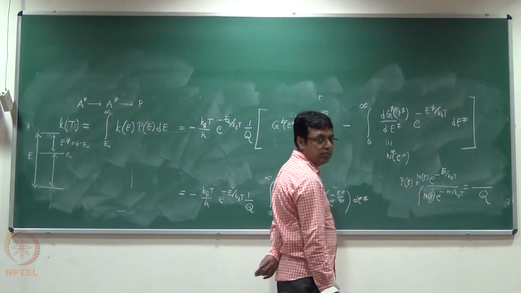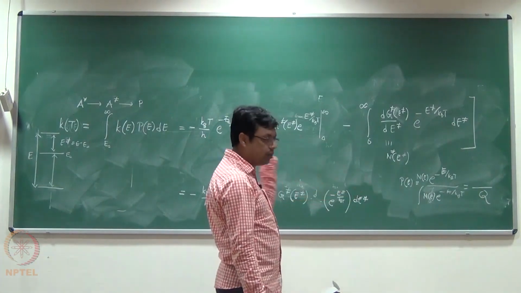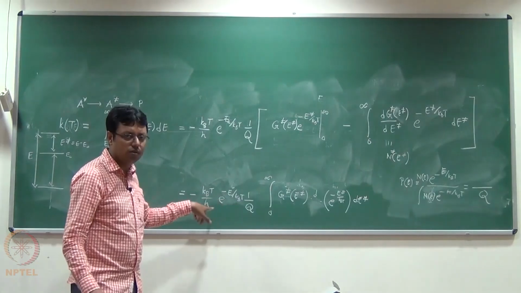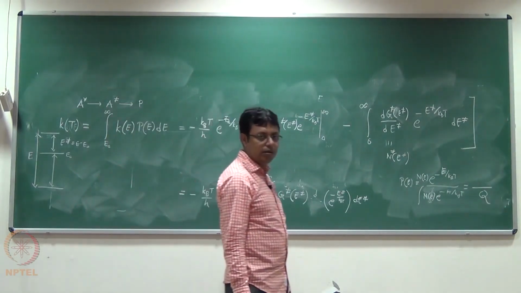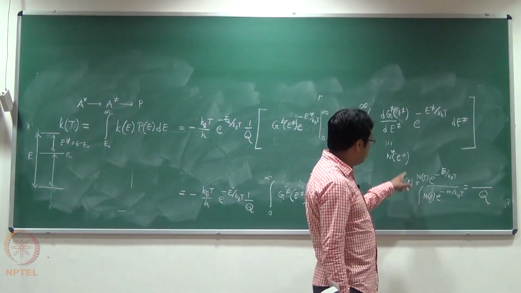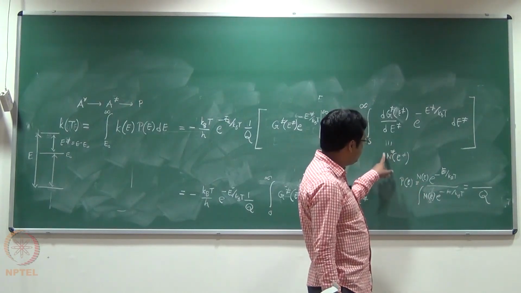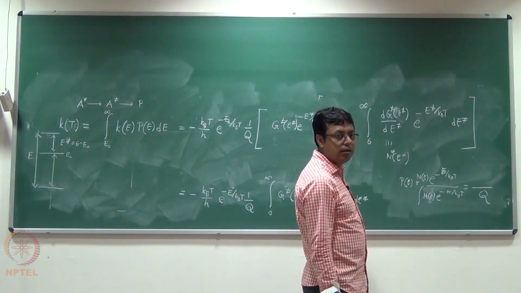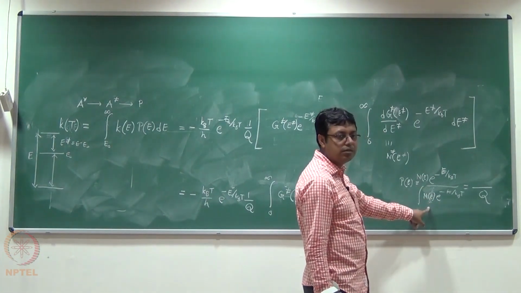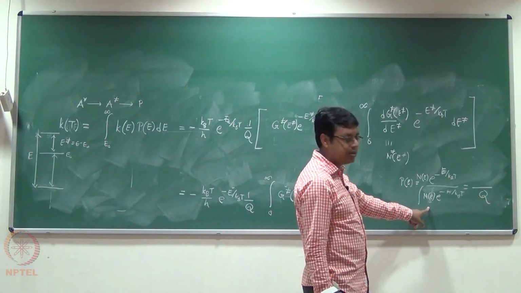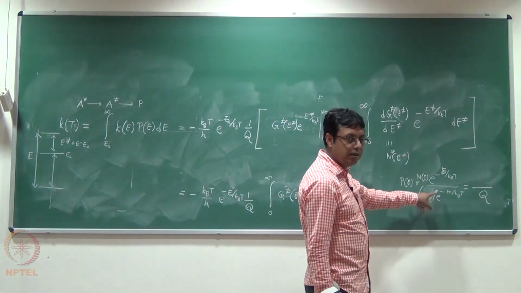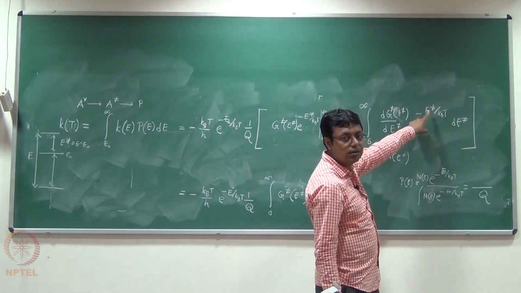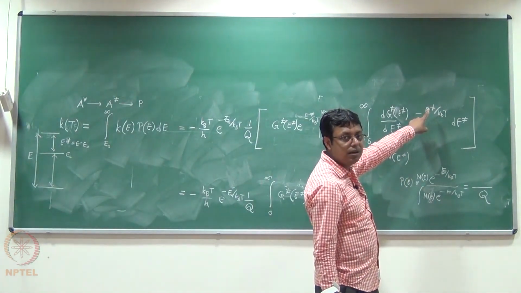Okay. Clear. That's why we wrote that N into Q as a combination. This is the definition of the probability. Now think about it. According to the definition, what is n(E) e to the power minus E by kBT and the integration of that? That is nothing but your partition function itself. But what partition function is it? It is for the transition state. So this is basically Q dagger.